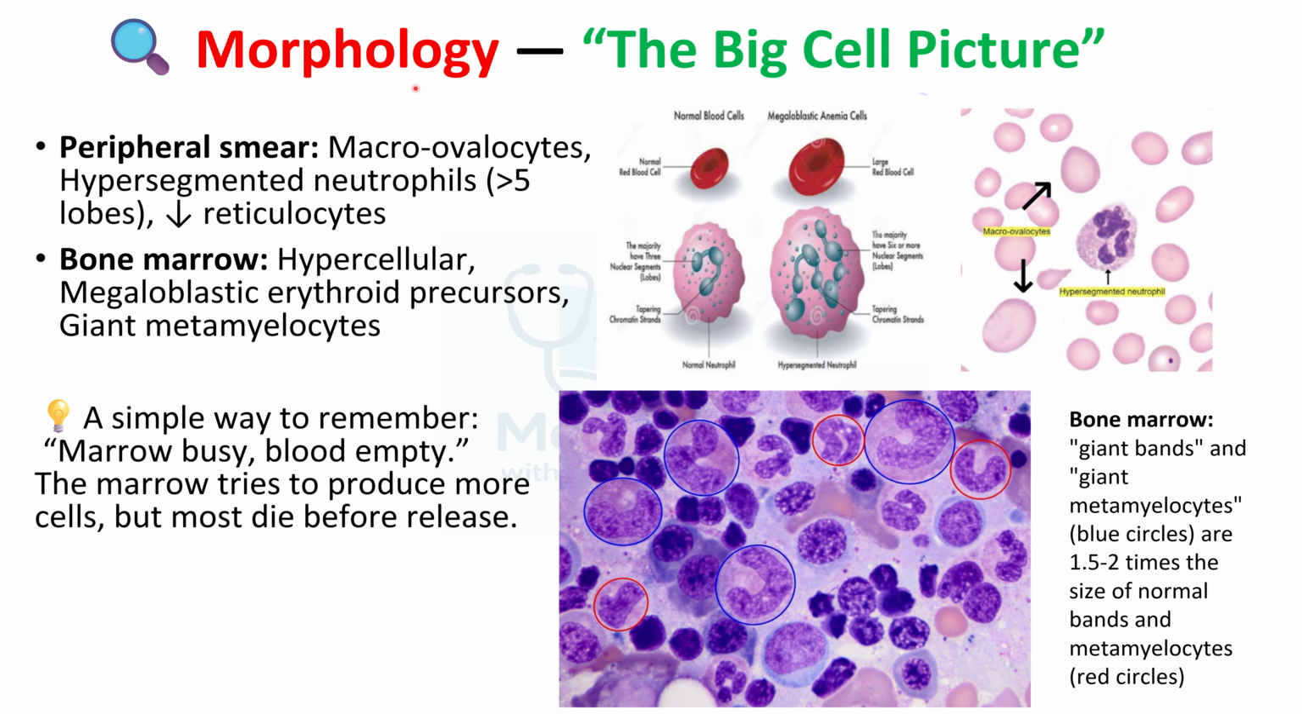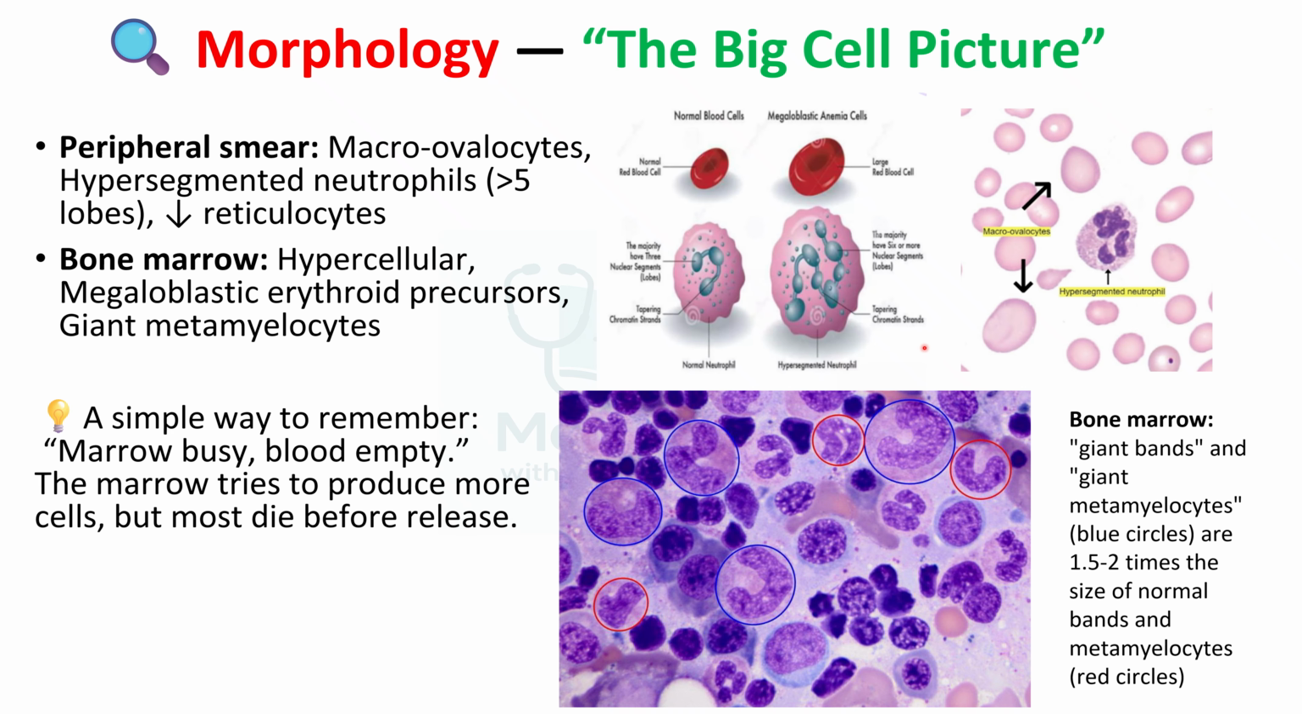Now we will understand the morphology, which shows the big cell picture. This slide shows classic pathological features. On peripheral smear, you will see macroovalocytes, which are large oval-shaped RBCs instead of round ones. You will also see hypersegmented neutrophils with more than 5 nuclear lobes. So this is a hallmark finding.